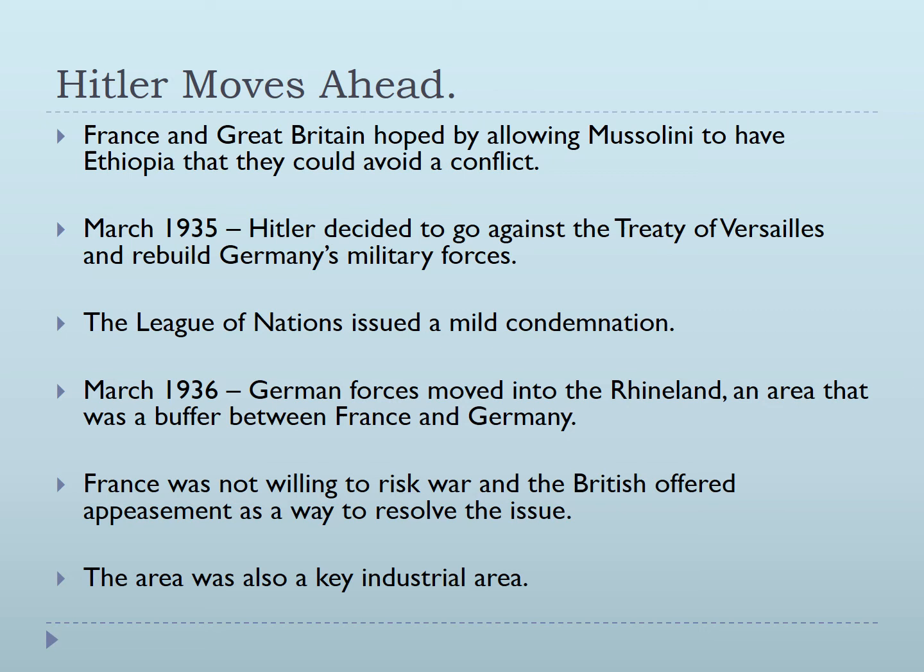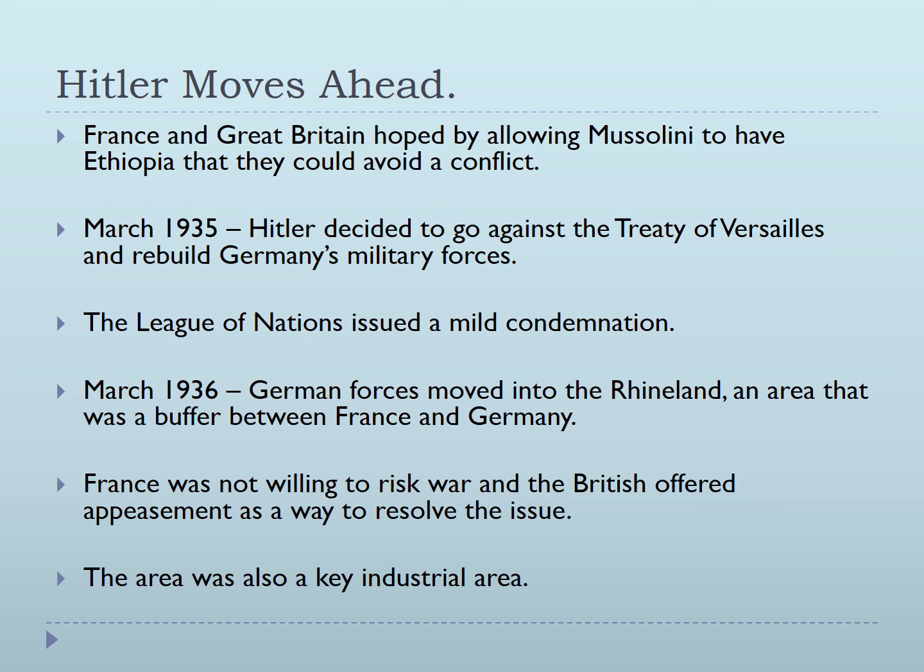So France and Great Britain hoped by allowing Mussolini to have Ethiopia that they could avoid another conflict. So again, the world does not want to get into another war. So the countries are going to do whatever they can to appease these aggressive nations, and give them what they want to avoid another war.